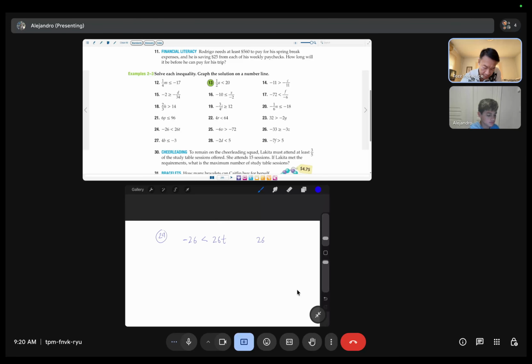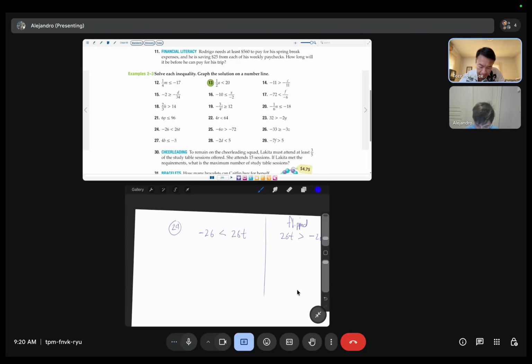Some teachers do teach it this way. If you flip the original, it will look like this. Why? Because it's nice to have the variable on the left side. So this is flipped if you want to, but I don't recommend you do it. I think you don't have to. It's up to you. So divide both sides by 26, like that. So you're left with -1 on this side, less than t.